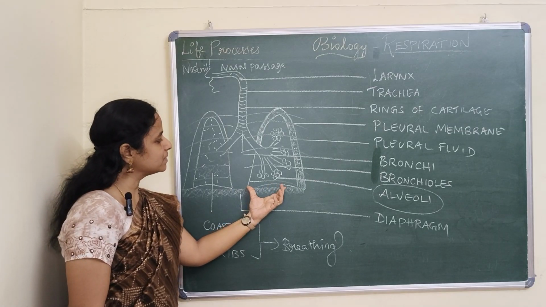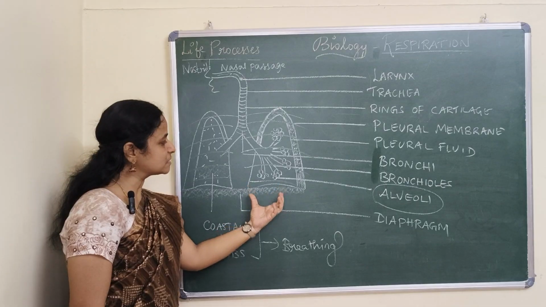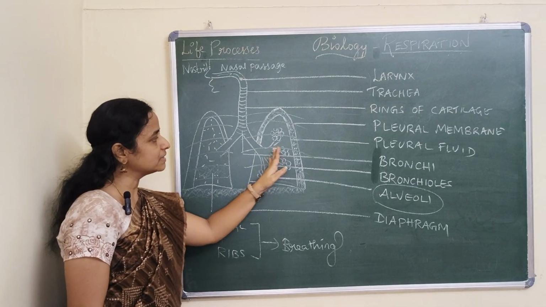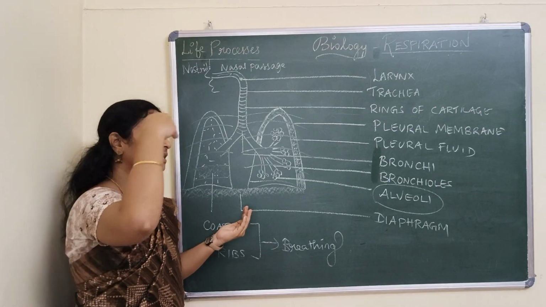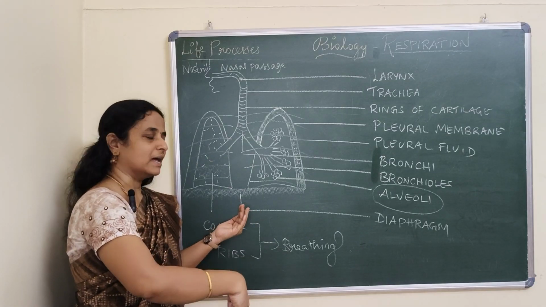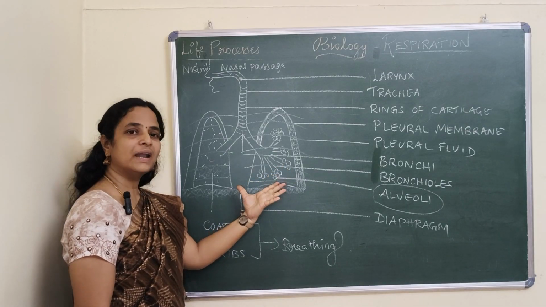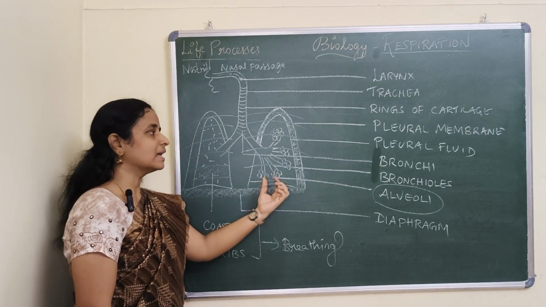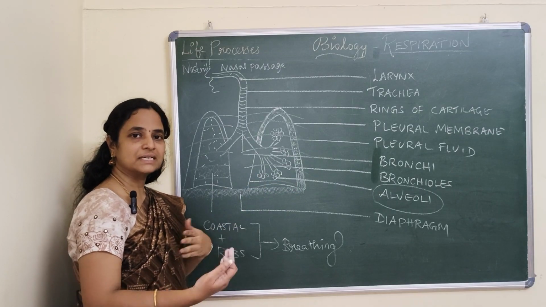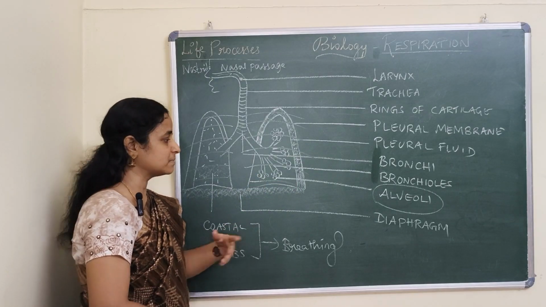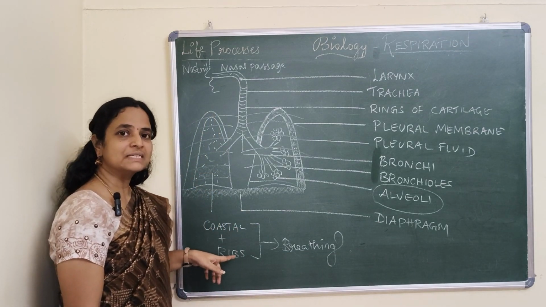So what will happen when something is pulled down? You can find the lung expanding. So air from the external environment will move inside the lung. And when the diaphragm is immediately released back, air inside the lung is expelled out. So this is how exchange of gases takes place. The initial breathing takes place with the help of the diaphragm, costal muscles as well as ribs.